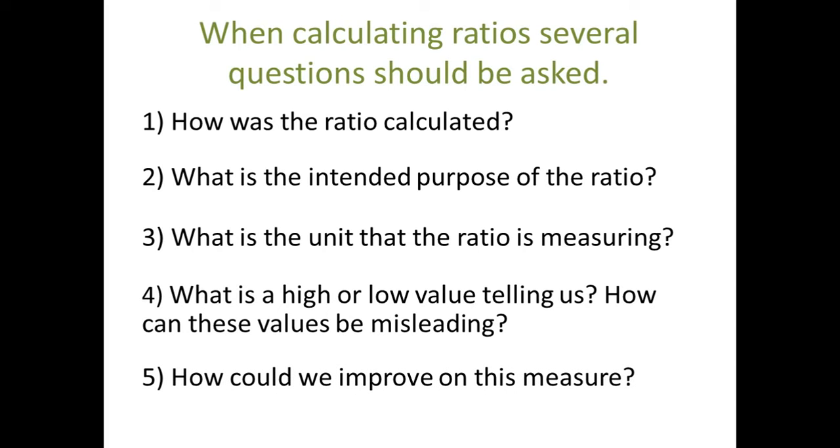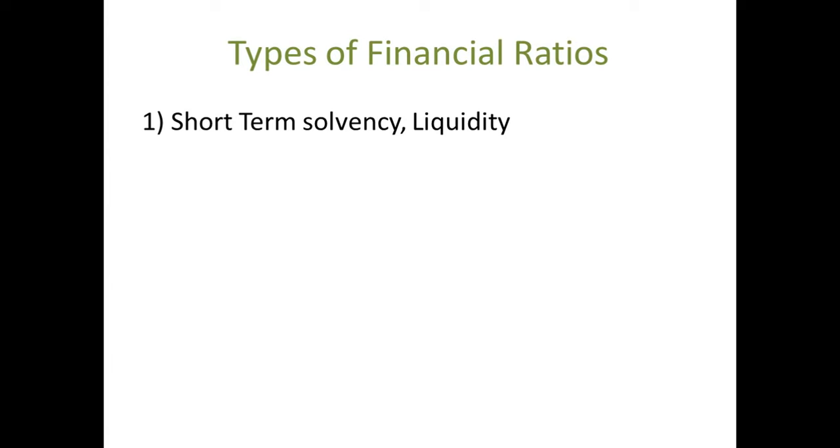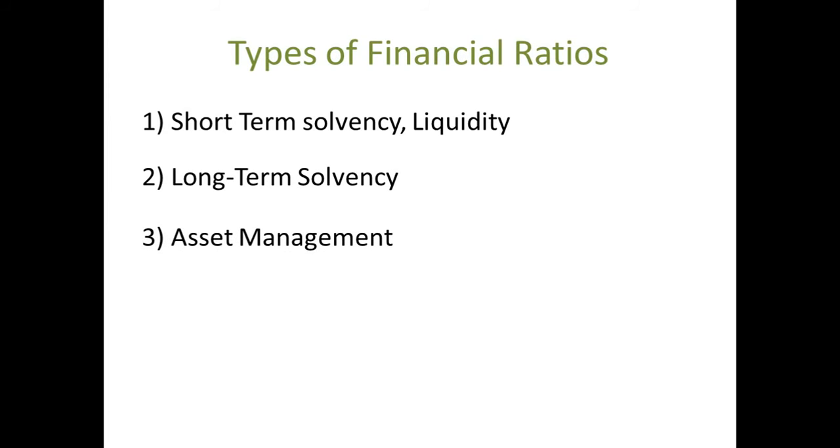Financial ratios are usually grouped into the following categories: short-term solvency, or liquidity; long-term solvency, or financial leverage; asset management, or turnover; profitability; and market value.